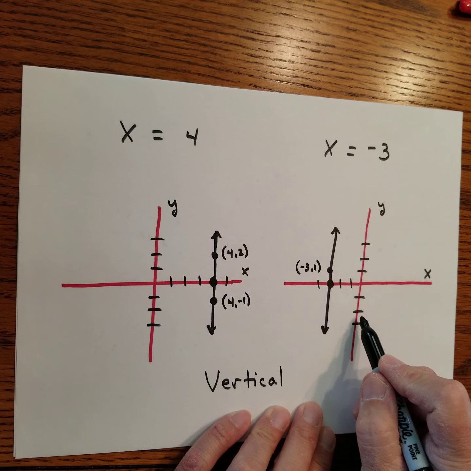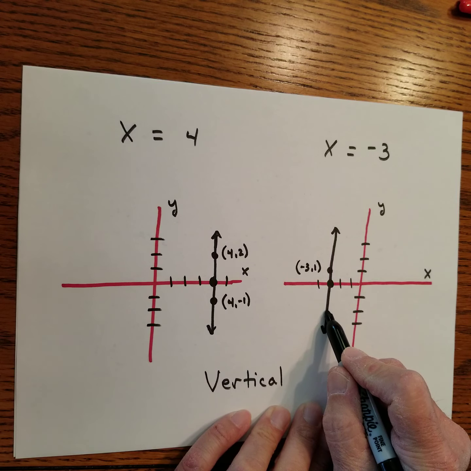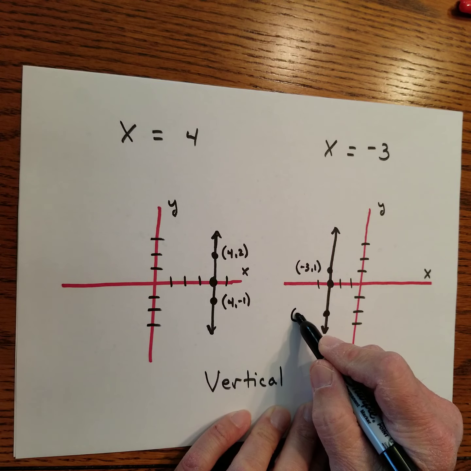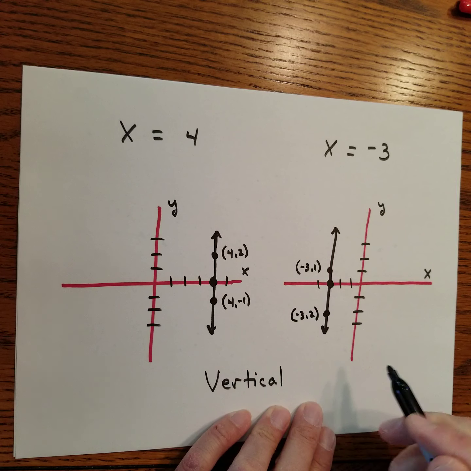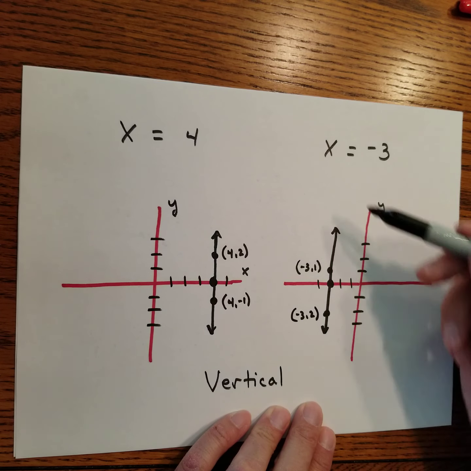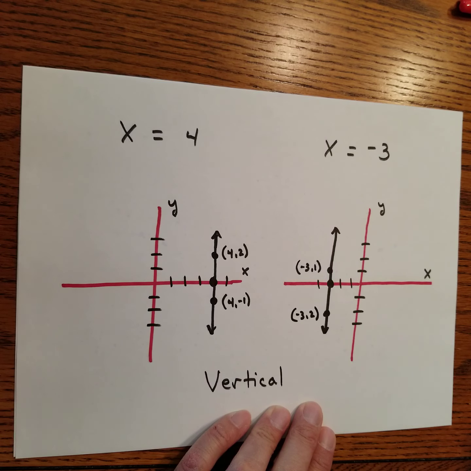I could let y be -2. Doesn't matter what y is, x will always be -3. No matter what y values I choose, x is always -3. That makes for a vertical line.